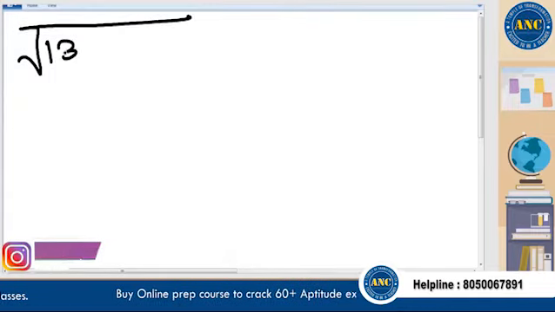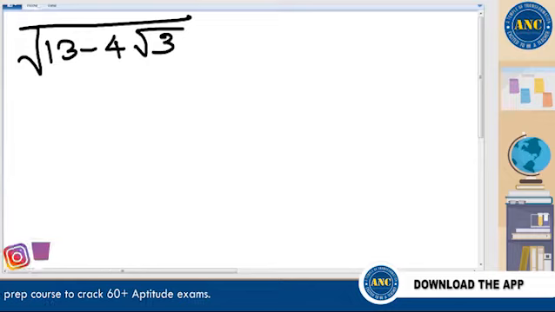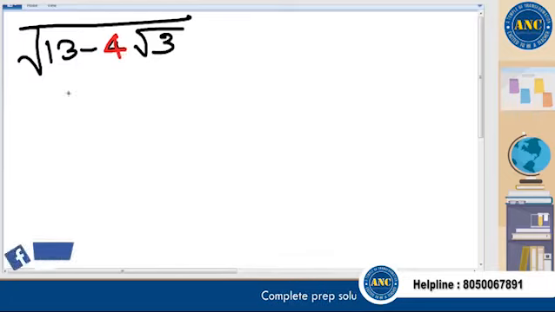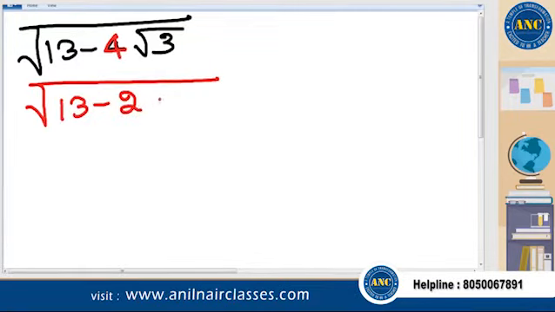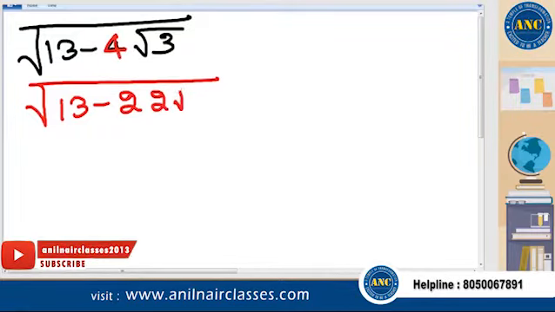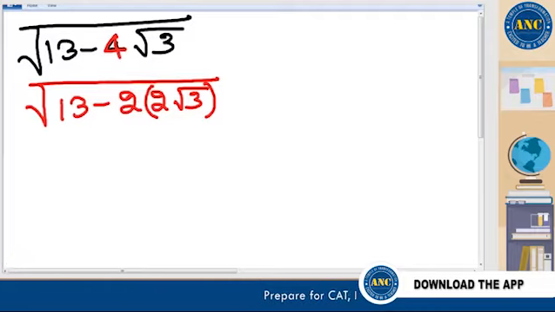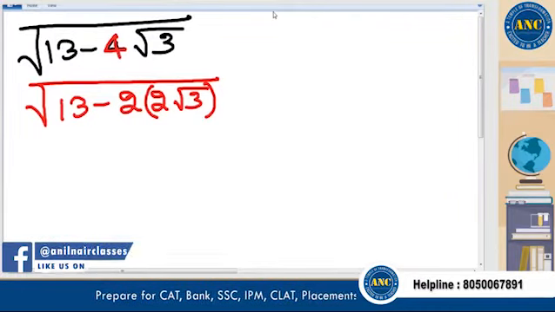Square root of 13 minus 4 root 3. Same logic, sir. I don't want 4. I want 2 into something. So write down that 4 as 2 into 2 root 3, right? 2 into 2 root 3 will become 4 root 3. Now, this 2 is already present in our formula, right? Can I say that?